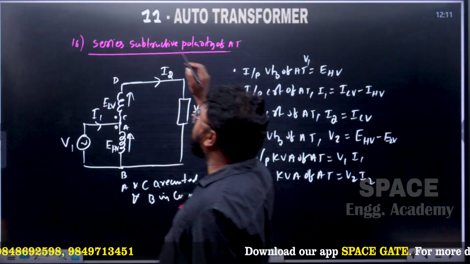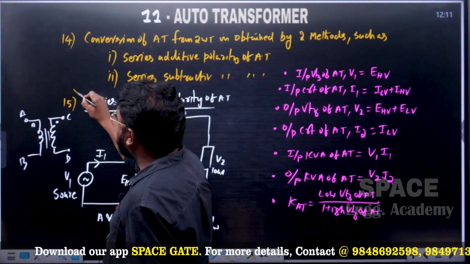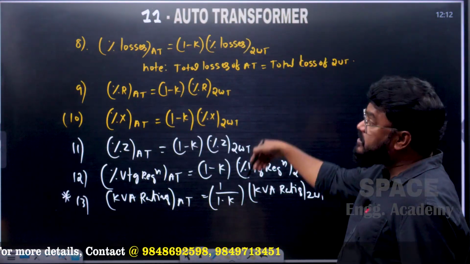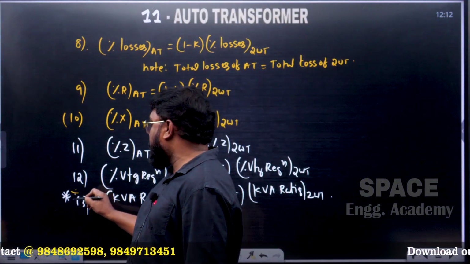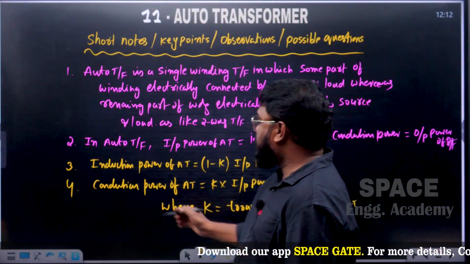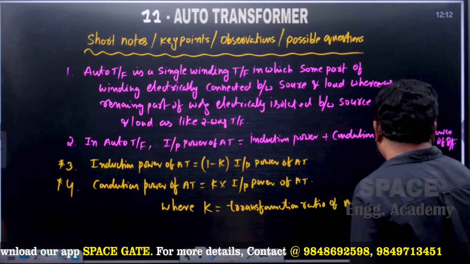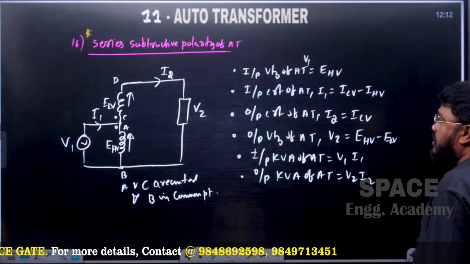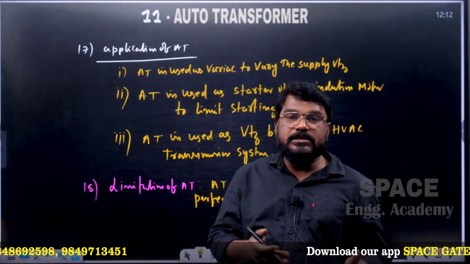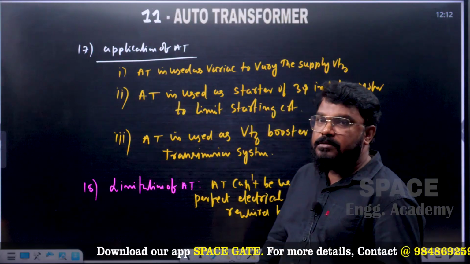Most of the time, when asking problems, he will ask questions on the series subtractive polarity as well as the series additive polarity of auto transformer. The next question may be asked on these equations. So this is kVA rating of auto transformers. And next one, induction kVA and conduction kVA of auto transformer. So these 3 parameters, that is induction kVA and conduction kVA of auto transformer. So this was short notes in auto transformer concept. So all the short notes, limitation, application, equations in the series additive polarity of auto transformer, equations in series subtractive polarity of auto transformers.